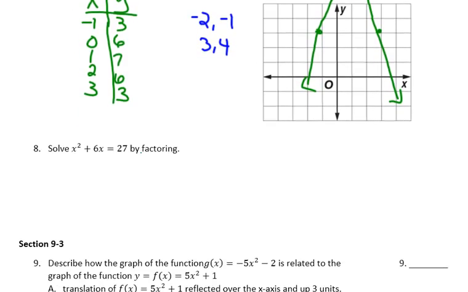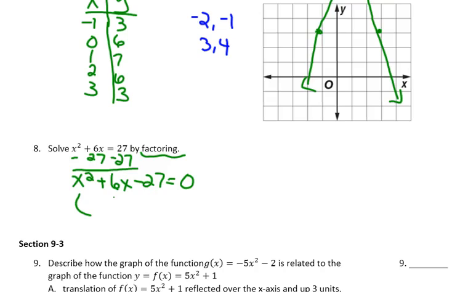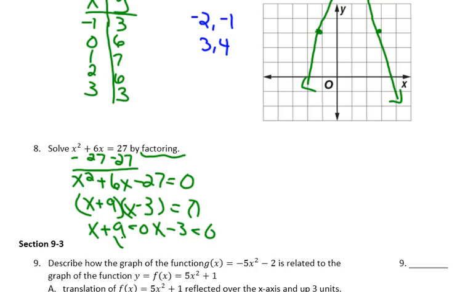Solve by factoring. Factoring means one side has to be equal to 0. And then I need to find factors of 27 that subtract to give me 6. And if you want to do your factor sum, it's 3 and 9, so +9 and -3. And then we set each of those equal to 0. So x is -9 and x is 3.